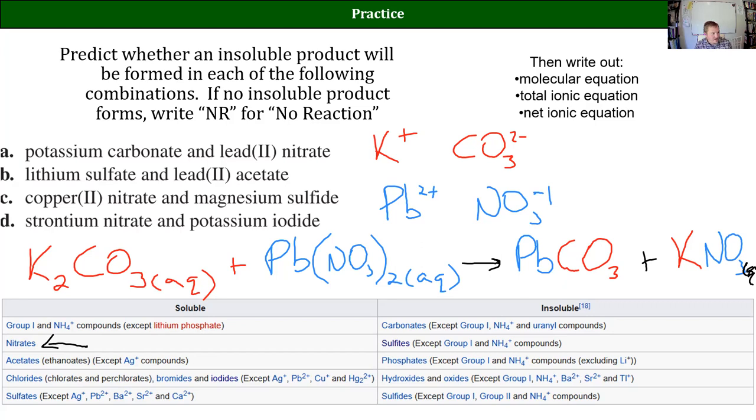Lead carbonate means, if we're going to make a solid product, it's going to be the lead carbonate. Lead is not really anywhere on our chart, but carbonates are, and they're in the insoluble column. Carbonates are insoluble except for group 1, ammonium, and uranyl, which I believe is referring to a uranium compound, although usually I would expect uranium to not be soluble, so maybe that's a polyatomic ion it's referring to. So lead 2 carbonate, we would expect to be insoluble. So we're making a solid.